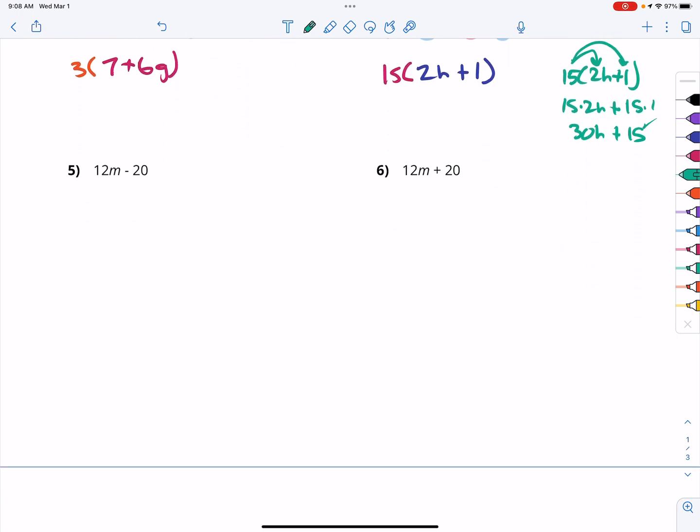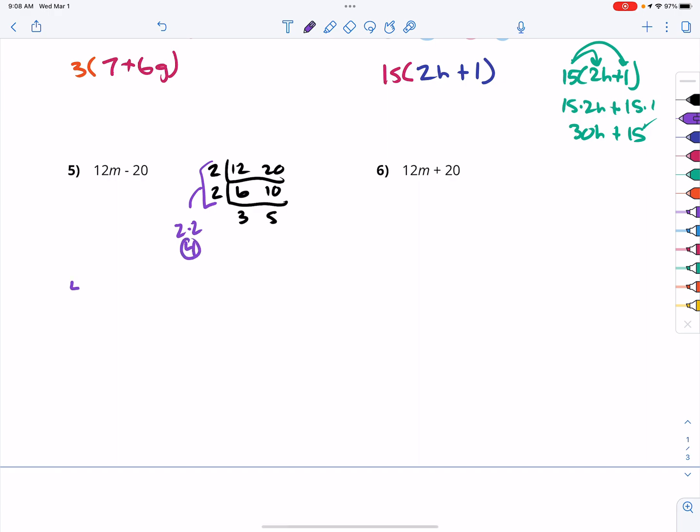Question number 5. Do my double ladder. We have a 12 and we have a 20. So we can pull out a 2 and we're left with a 6 and a 10. We can pull out another 2, we're left with a 3 and a 5. 3 and 5 are both prime. So that means our greatest common factor is going to be 2 times 2, or 4.